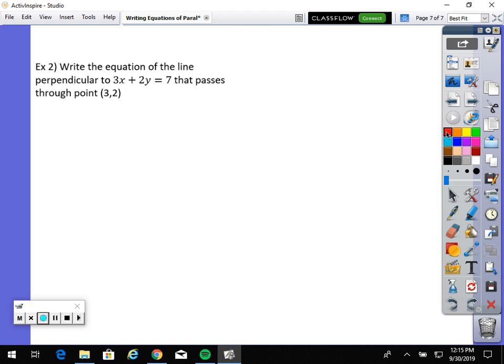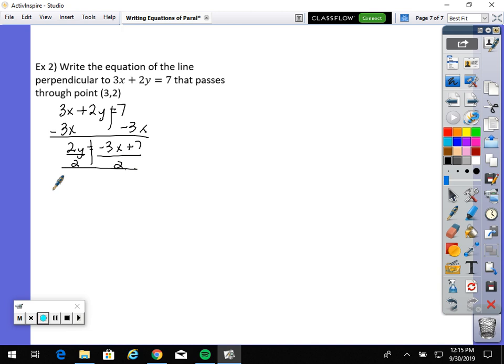So the next one says, write the equation of the line perpendicular to the given one passing through this point. So before we can start, we need to identify the slope. I don't know what the given slope is because I was given my equation in standard form. So 3x plus 2y equals 7. I need it to be in slope-intercept form so I can identify the slope. So I'm going to subtract 3x from both sides, and I get 2y equals minus 3x plus 7. Divide by 2 so I can get y by itself. So y equals minus 3 over 2 x plus 7 over 2.